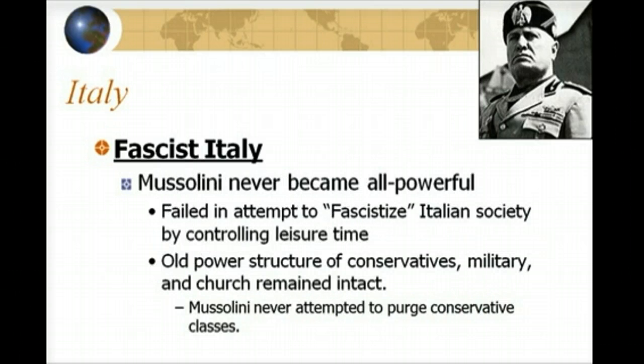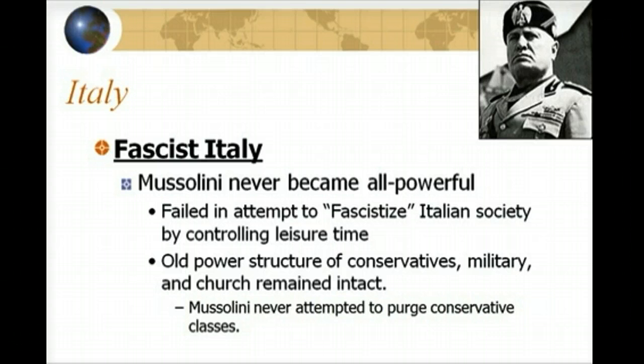However, as I previewed, Italy will never truly become a totalitarian regime. Mussolini will never become all-powerful because there's a king sitting in the background keeping him in check. He will fail in his attempt to fascistize Italian society by controlling leisure time. His program is not successful, not like Stalin and Hitler, with their control of outside activities and the youth. Old power structures of conservatives, military, and church will remain intact.